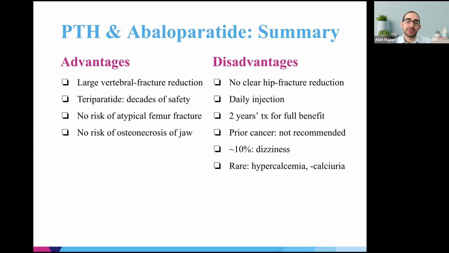There's about a 10% risk of dizziness, so I counsel patients that if they usually sleep through the night, they should take these medications at bedtime because it is hard to be dizzy if you are sleeping. And some very rare risks of hypercalcemia and hypercalciuria.